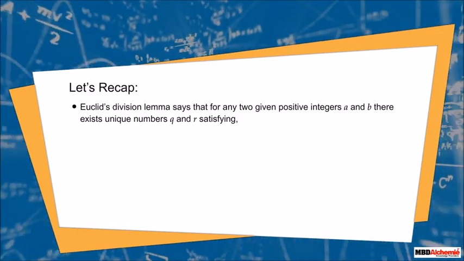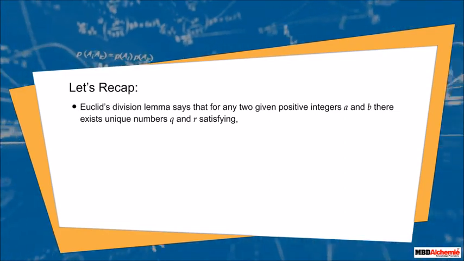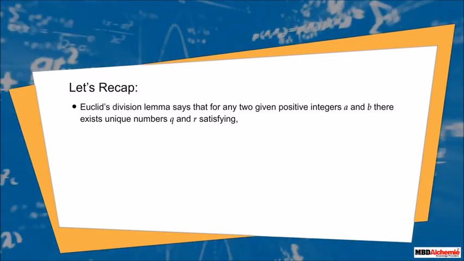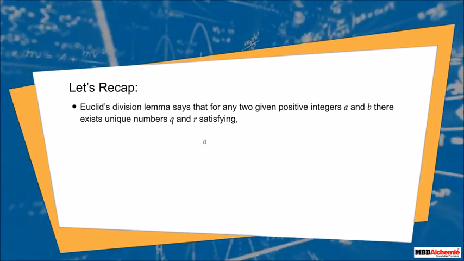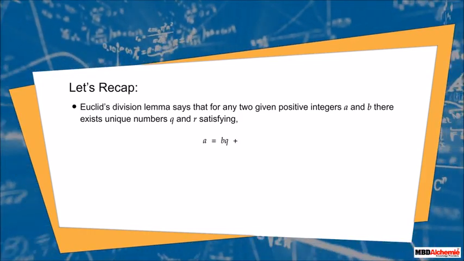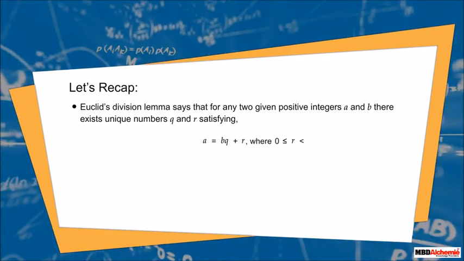Let's recap. Euclid's division lemma says that for any two given positive integers a and b, there exist unique numbers q and r satisfying a is equal to bq plus r, where r is greater than or equal to 0 and less than b.